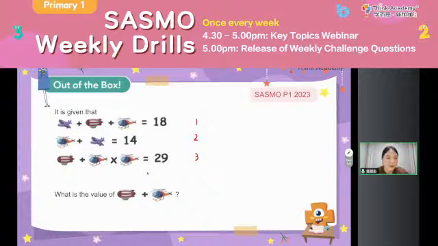So everyone, let's see. The first one we can see the purple airplane plus the red airplane plus the blue airplane. Okay, this time it will be better. Equals 18, and the blue airplane plus the purple one equals 14. And then the third equation, we know that the red one plus the blue one times the blue one equals 29, and our task is to see what is the value of the red one plus the blue one.